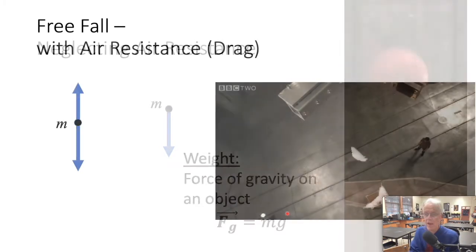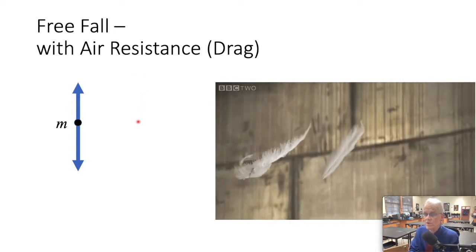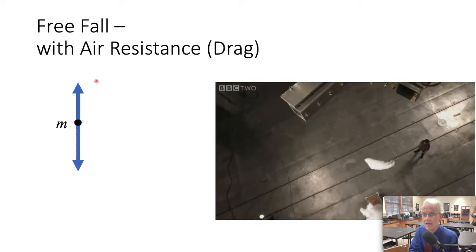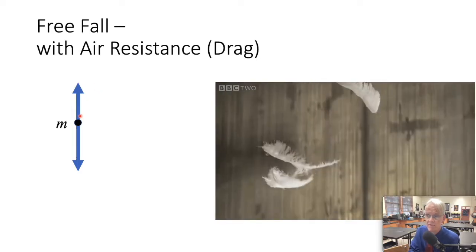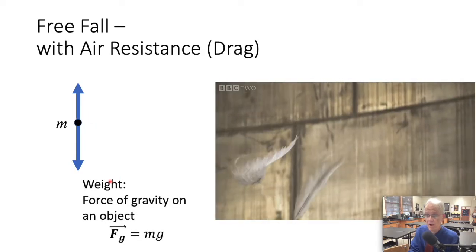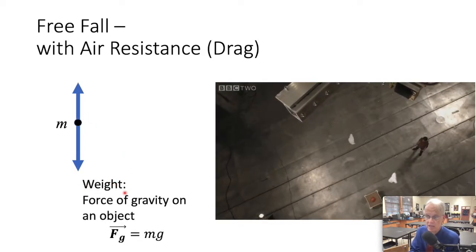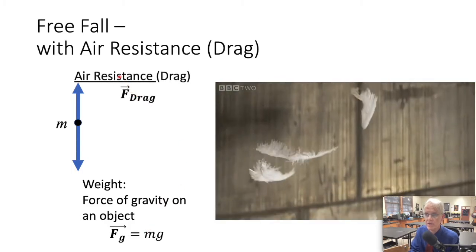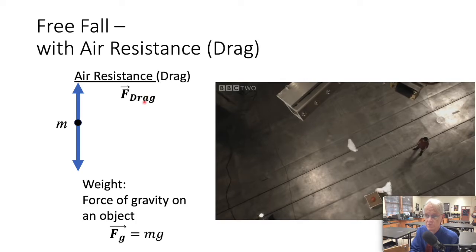With air resistance, we will add another force vector, and notice that the tail of the force vector goes on the object. Once again, we have weight, that's the force of gravity, it's mass times g, and then we have air resistance, some drag.